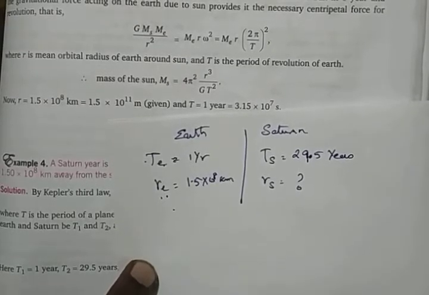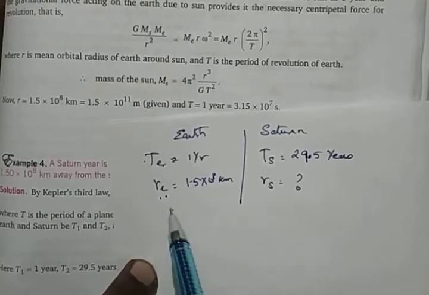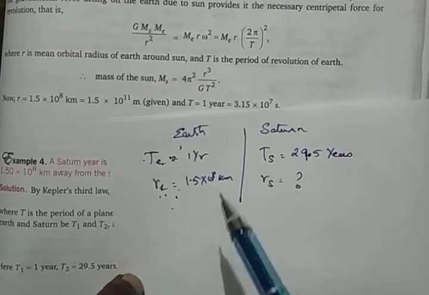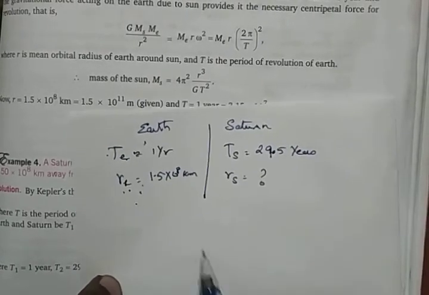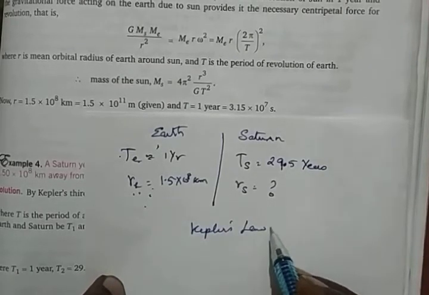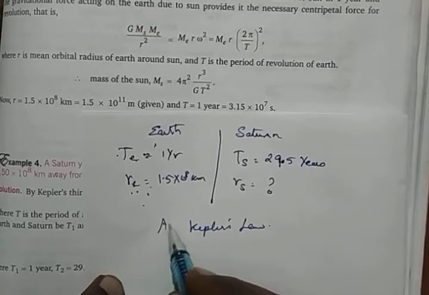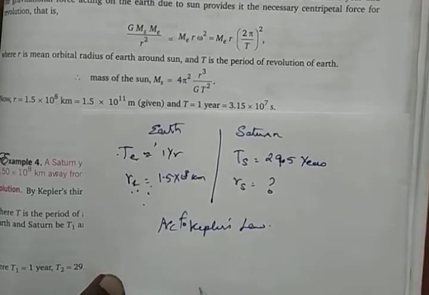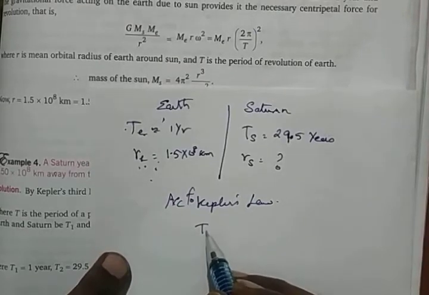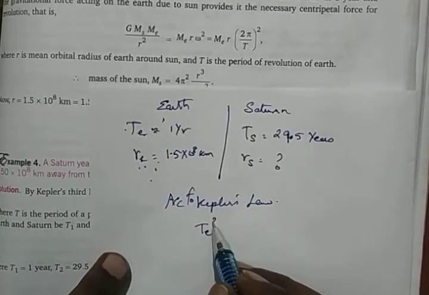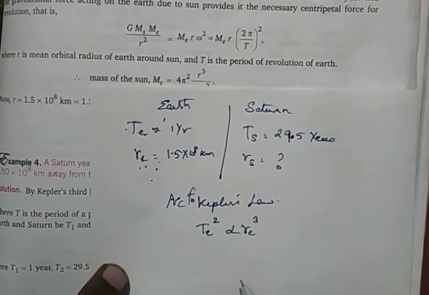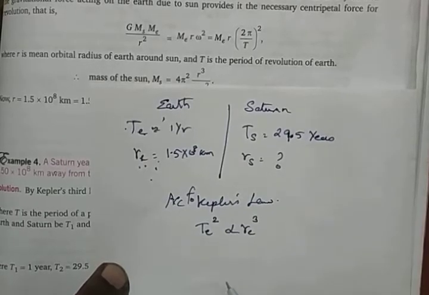We already studied this in gravitation itself. We studied there is a radius of orbit and there is a time period. So these two have a relationship, and that relationship was given by Kepler. Kepler's law of planetary motion. According to Kepler's law, the square of the time period is directly proportional to the cube of the radius between the planet and the Sun.